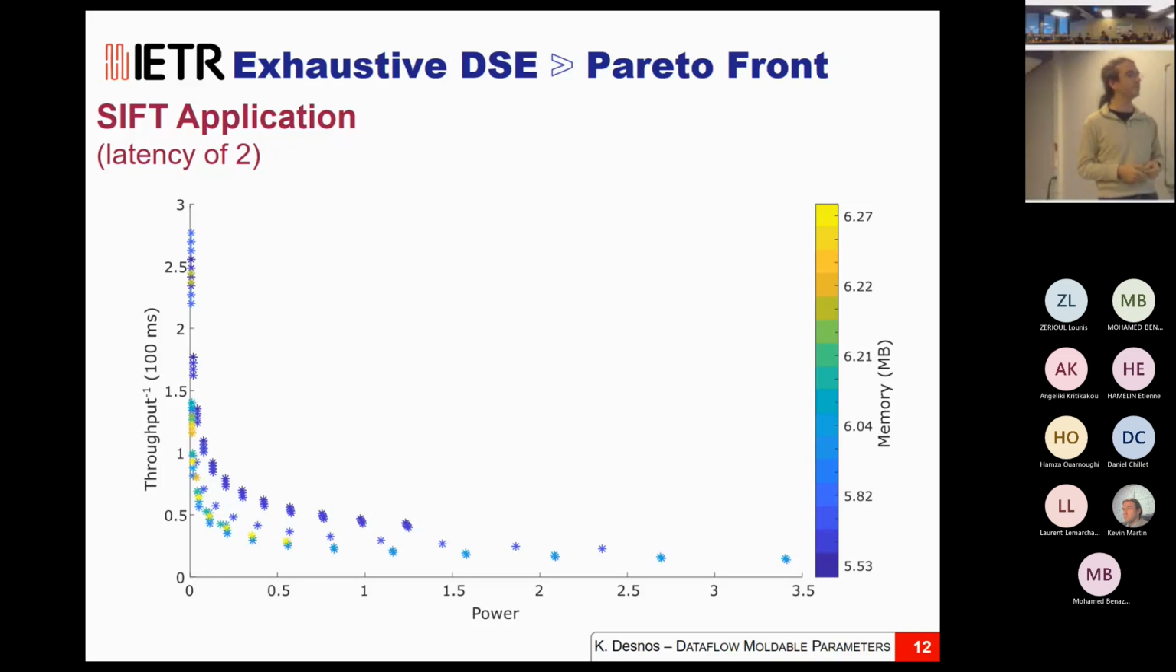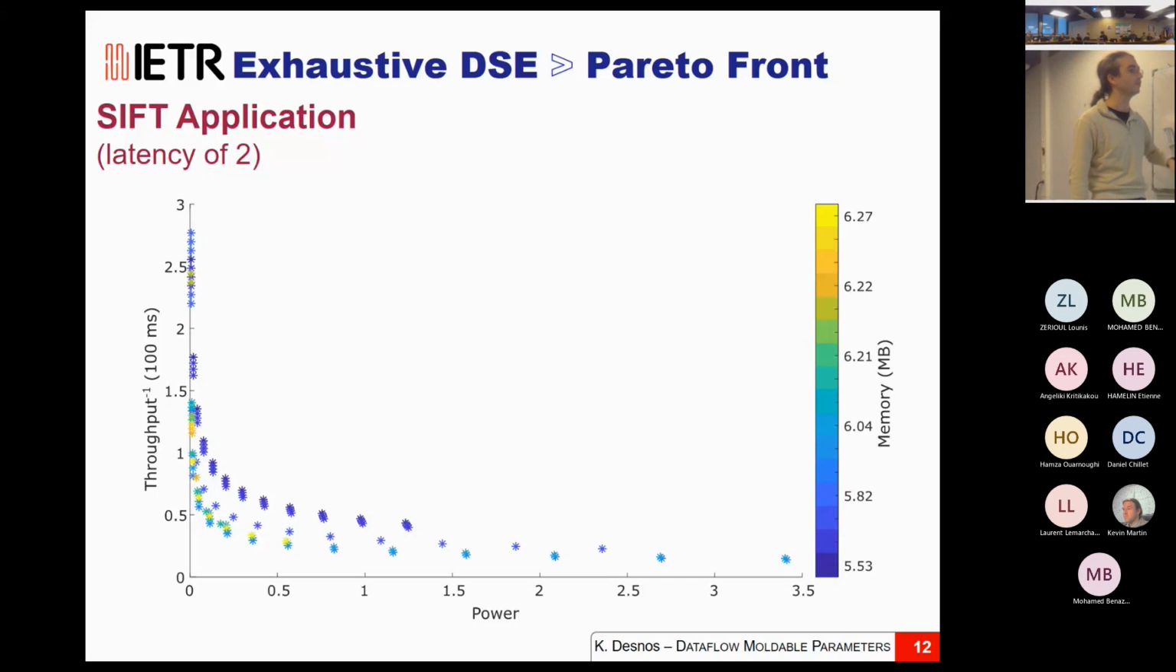On the figure, we have represented 3D information. On the x-axis, we have the power consumption of the different solutions that are on the Pareto front. We have on the y-axis the throughput of the different solutions on the Pareto front. And on the color axis, we have the memory footprint of the different solutions. As we can see in this example, among the 10,000 configurations that we have explored, we have quite a lot of configurations that are on the Pareto front, and with very diverse values.